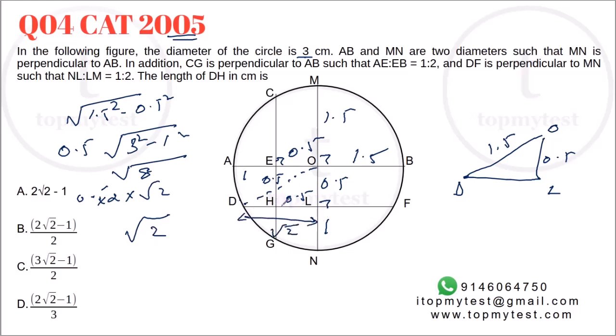Right, out of which you need to subtract 0.5. So balance DH will be root 2 minus half, which is option B. Right, pretty straightforward application of Pythagoras theorem and squares. Job done.